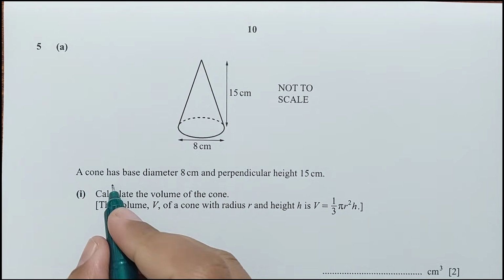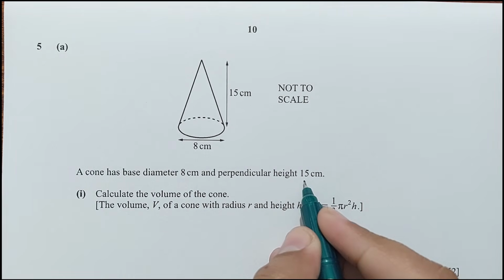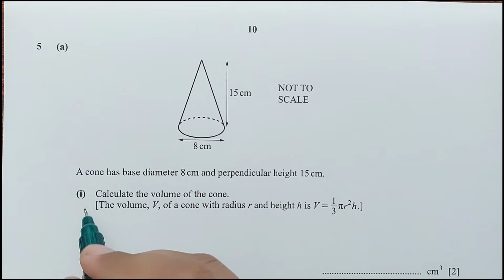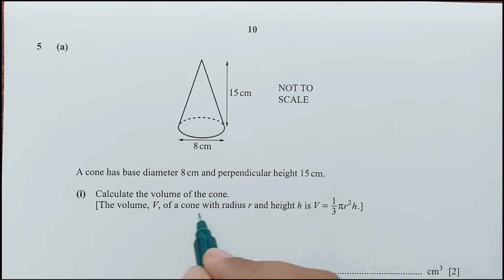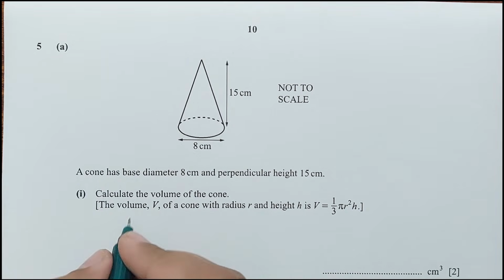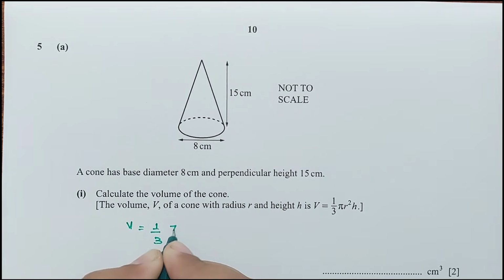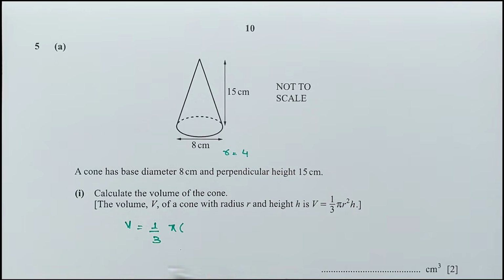Sorry. Question number 5, part A. A cone has base diameter 8 centimeters and a perpendicular height of 15 centimeters. Number 1, calculate the volume of the cone. The volume of a cone with the radius r and the height h is this much. Okay, just plug in the values. The volume is 1/3 pi. The radius is equal to 4, 8 by 2, half of the diameter, which is 4 squared, and the height is 15.